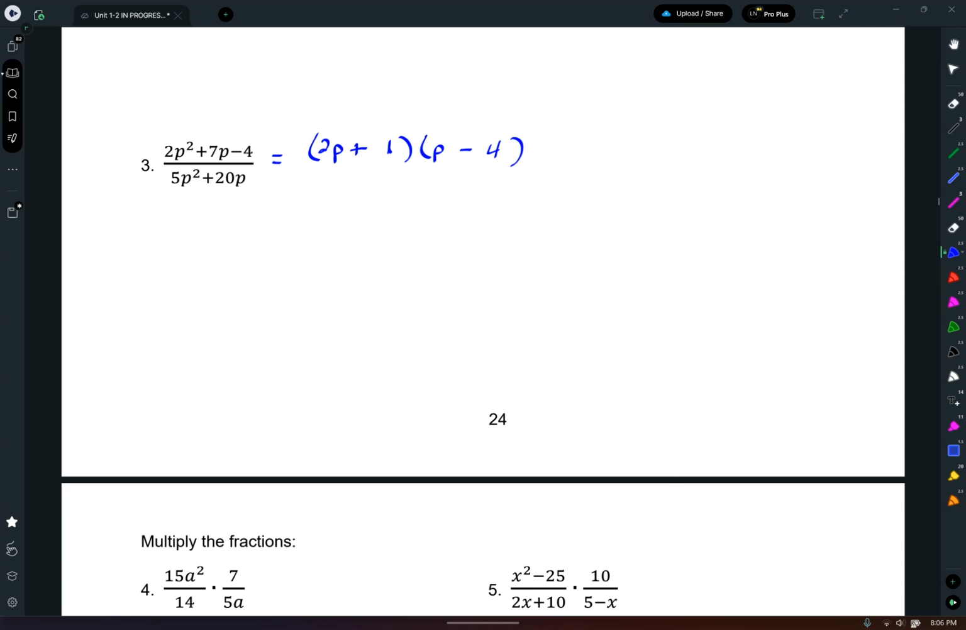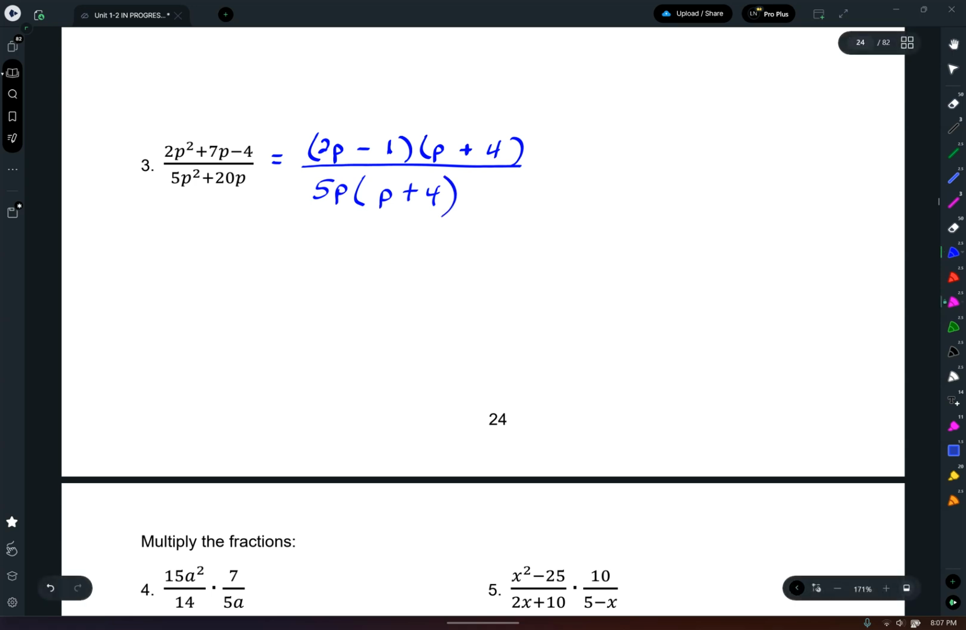Does that work? Well, that's going to be negative 8 and 1, which is negative 7, and I want positive 7. Remember, that's an easy fix. So I'll make this be a plus and this be a minus, and I know that'll automatically fix it. In the denominator, I'm going to take out a common factor of 5p. That's going to leave me with p plus 4. And so now I can cancel these factors, those parentheses, and what I'm left with is 2p minus 1 all over 5p.